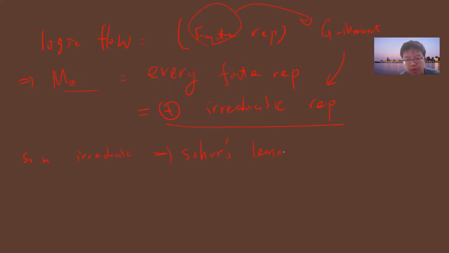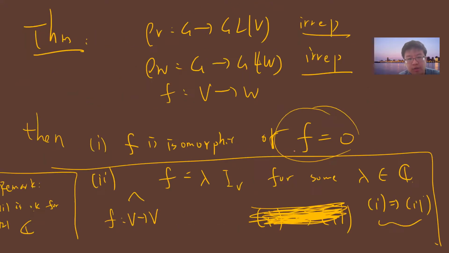In order to study the irreducible ones, we have Schur's lemma, which we just proved. Schur's lemma is not difficult. It just says that if you have two irreducible representations and a G-linear map F between them, then either F is an isomorphism or F is 0. And the second part is that in the complex case, F will be lambda times identity for some lambda, if they are the same.